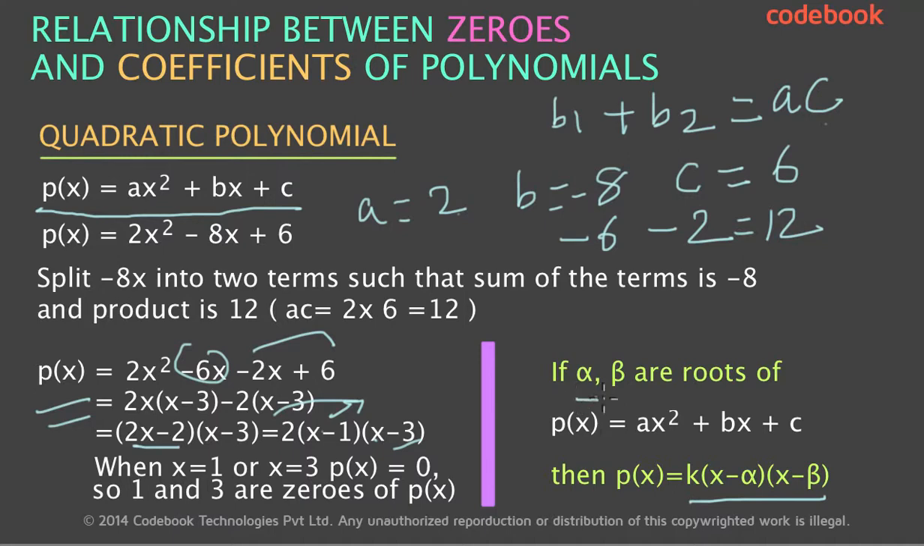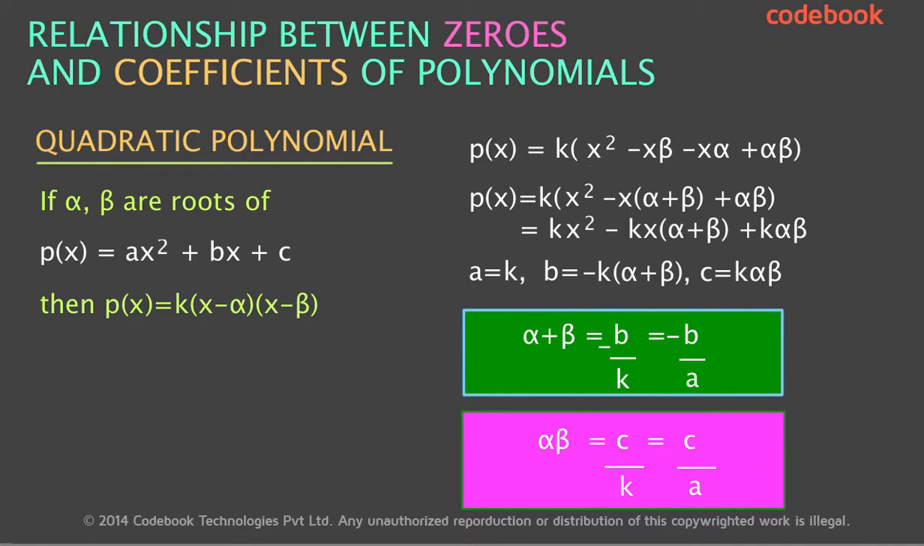So let's consider alpha and beta are the roots of a general polynomial ax square plus bx plus c. So this can be expressed as p of x equal to k times x minus alpha times x minus beta, where k is a real number and it's a constant. As you have seen here, in this case k is 2 and alpha is 1 and beta is 3. Okay. So now let's look at how we can derive the relationship between the roots which are alpha and beta and the coefficients a, b and the constant term c.